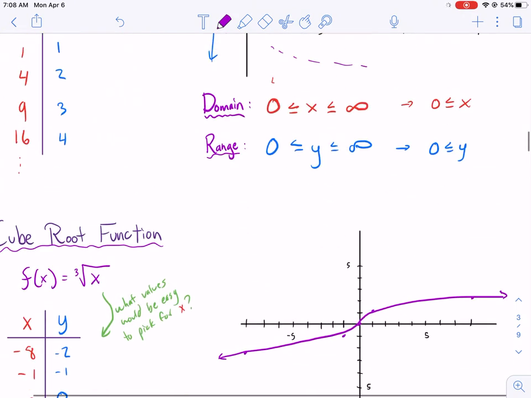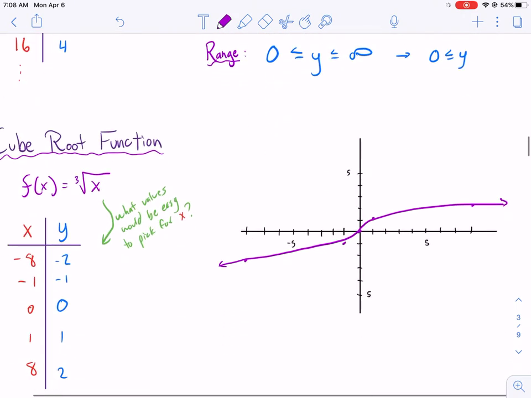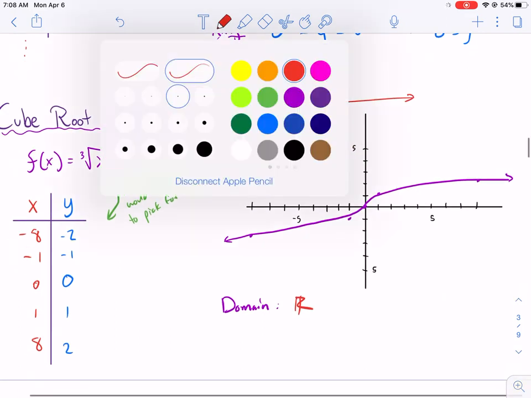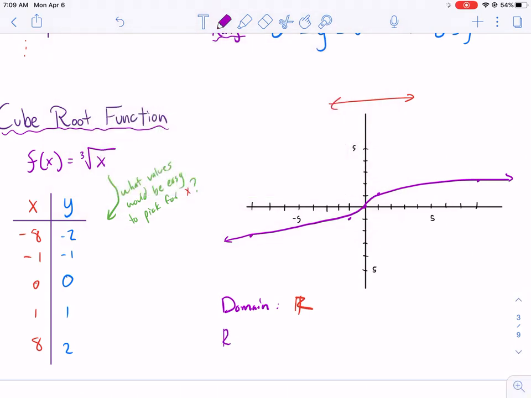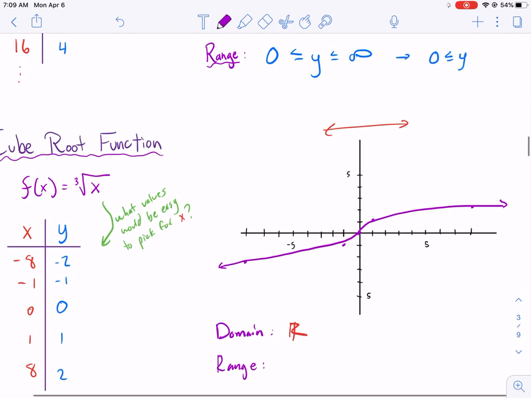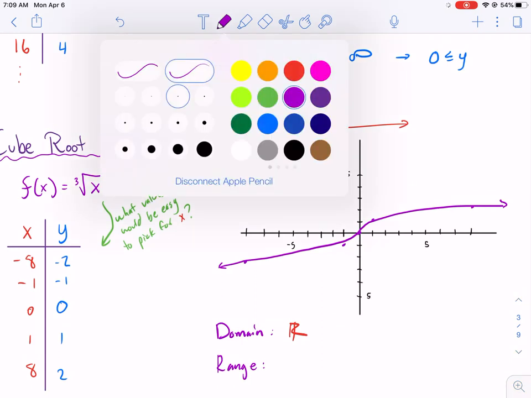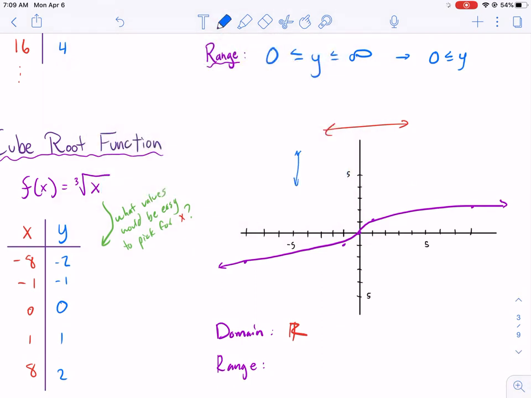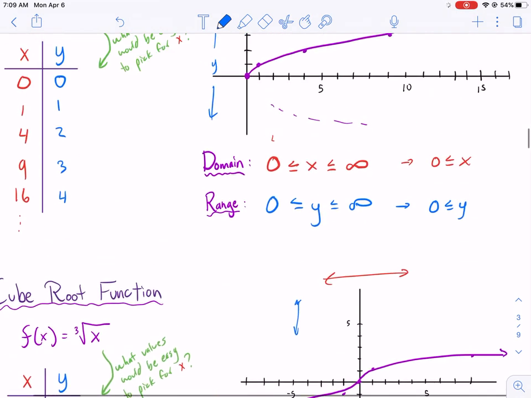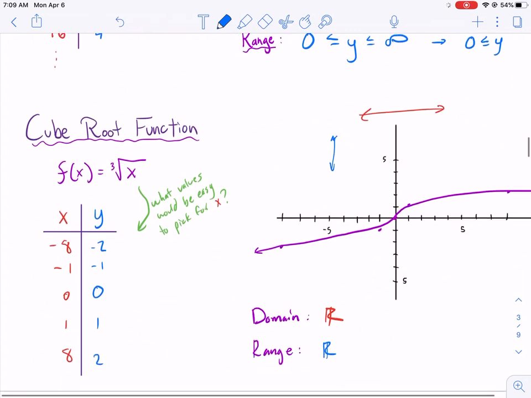The domain and range is going to be a little bit different here. So if we're talking about the domain, we're talking about the possible values of x. We're talking about left and right. In this case, it's all real numbers. And if we're talking about range, what are we talking about here? We're talking about up and down. In this case, it is also all real numbers. Okay, so the cube root function is drastically different than the square root function.